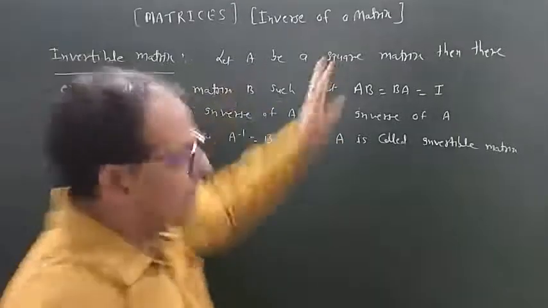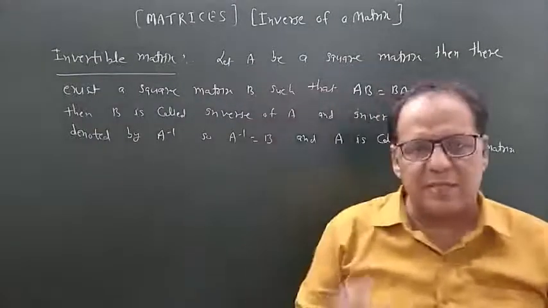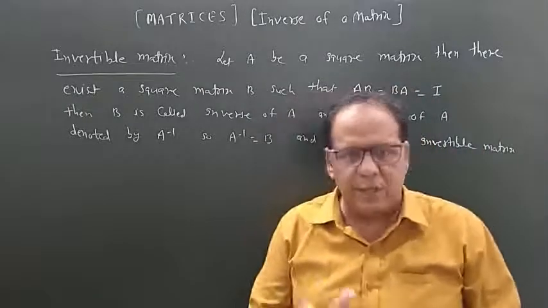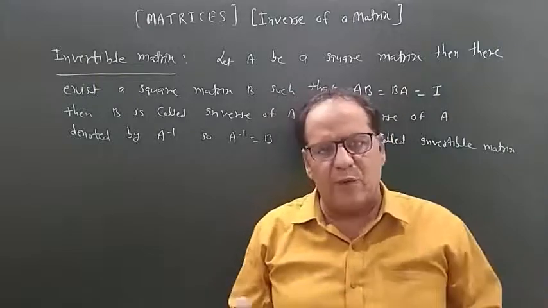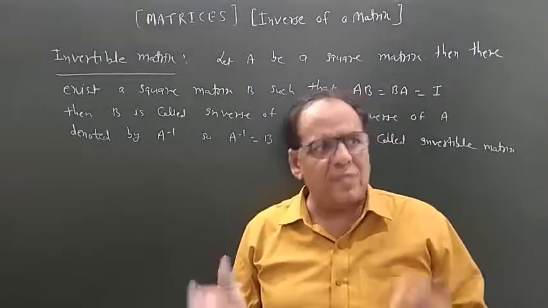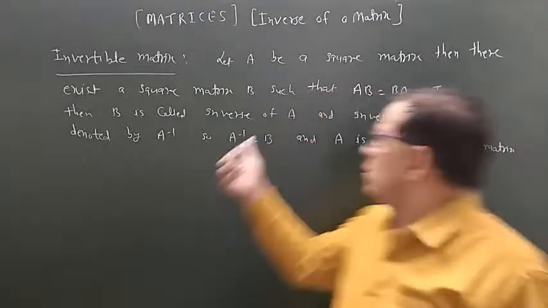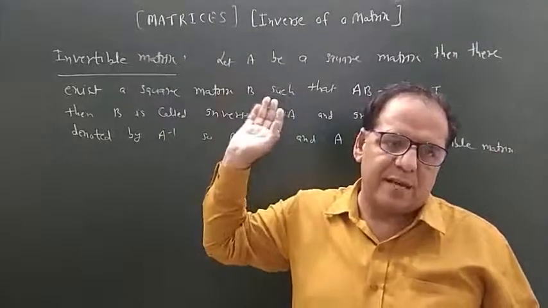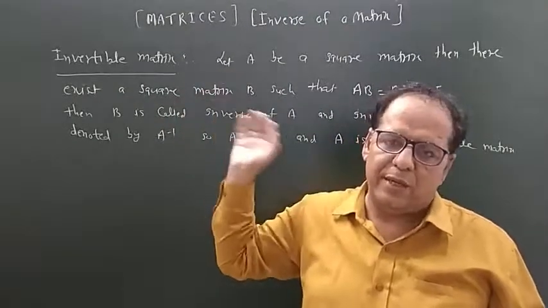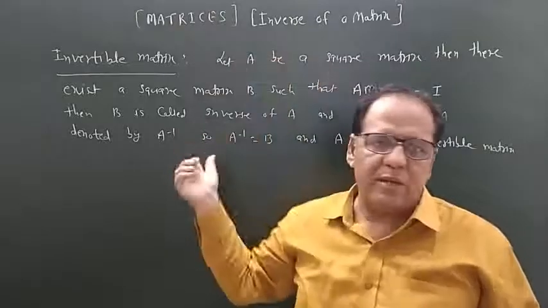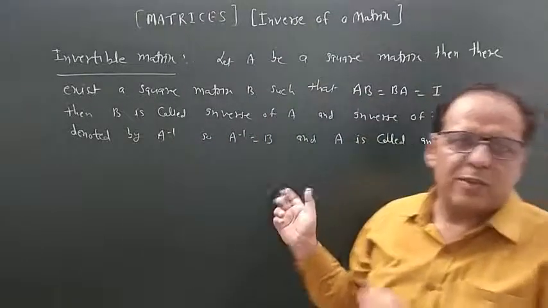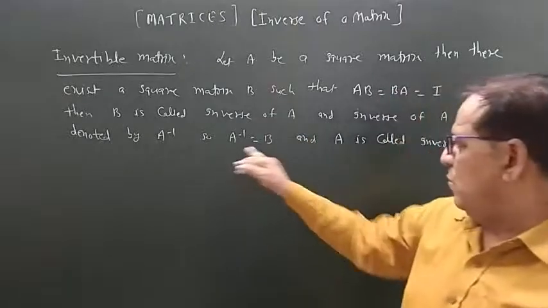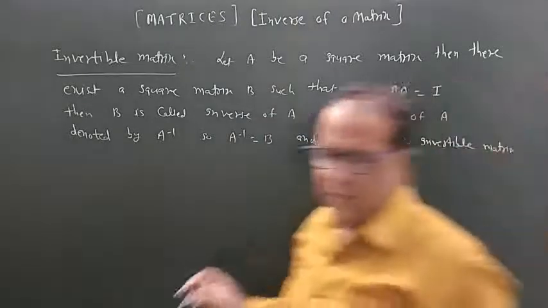So let A be a square matrix. That means the first condition is that if we want to find the inverse of any matrix, it should be a square matrix, and the inverse of a square matrix will also be a square matrix. So if A is a square matrix, then there exists a square matrix B such that AB equal to BA equal to I. In this case, B is called the inverse of A, and the inverse of A is indicated by A to the power minus 1. Here A inverse equal to B, and A is called the invertible matrix.